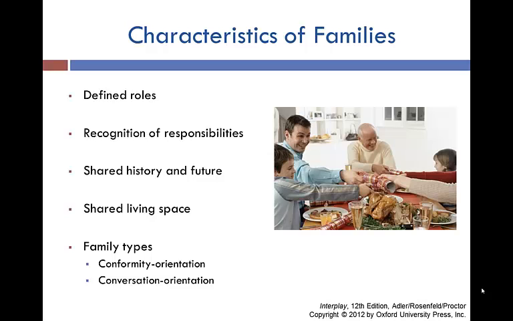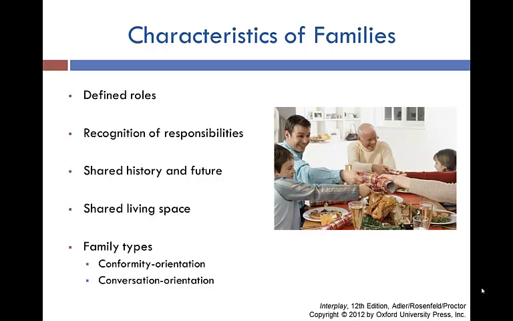Family members see themselves as having certain obligations and responsibilities to one another. Examples of financial and emotional support are good examples of this. Primary relationship partners have a shared history and can have a shared future. In general, primary relationships share living spaces. However, this can change with some cultures. There are also many long-distance relationships.